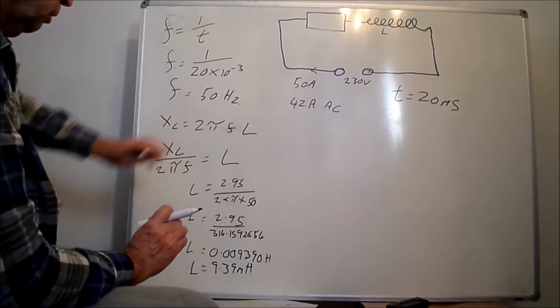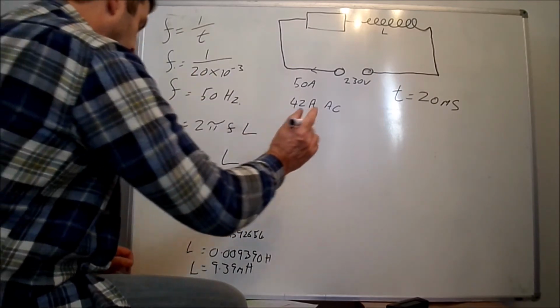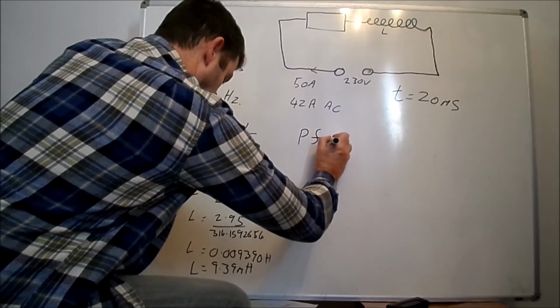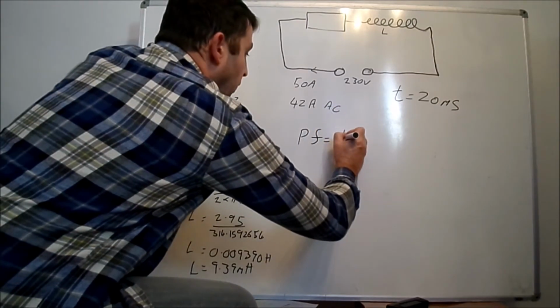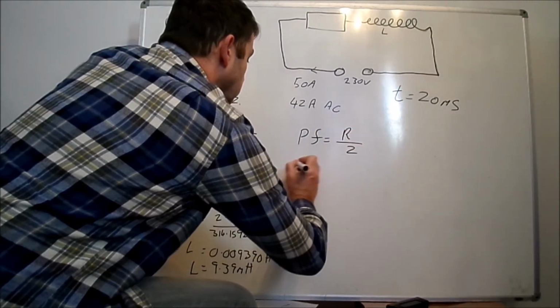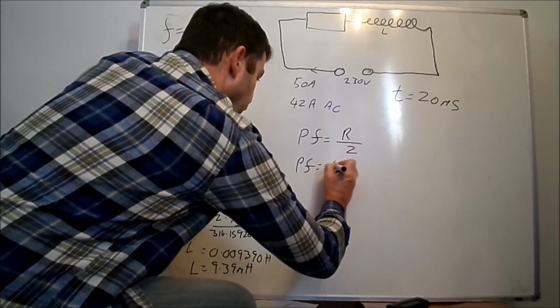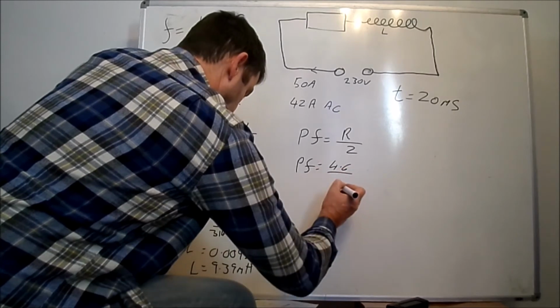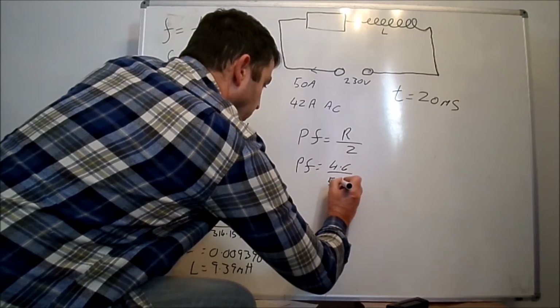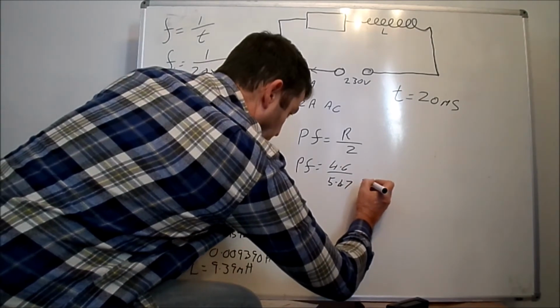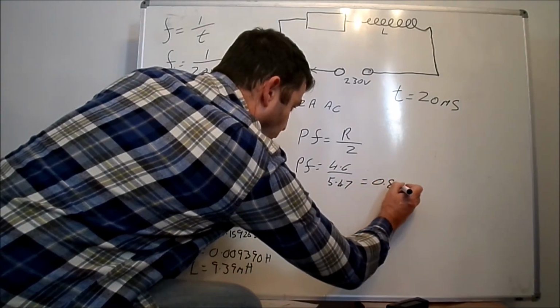Okay, so we've now found the value of the inductor. I'm going to clean the board. What we can do now is work out the power factor. So the power factor of the circuit is going to be R over Z. So that'll give me a power factor. It's going to equal 4.6 divided by the 5.47, the impedance, which will give me a power factor of 0.84.